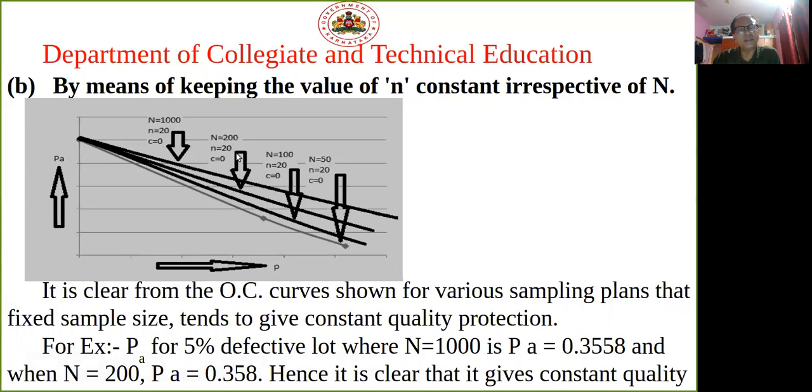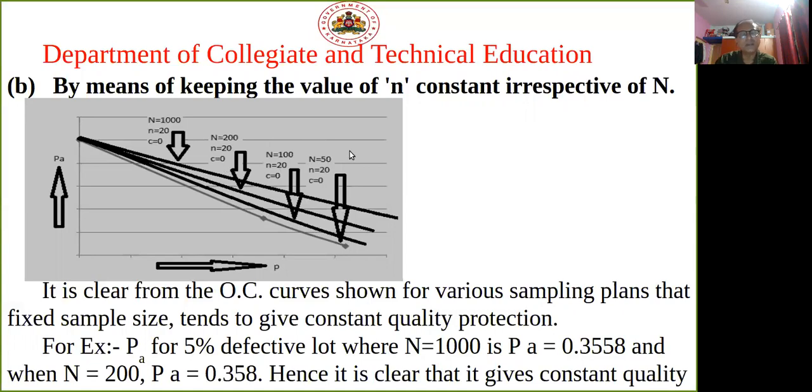When you take the second curve, n is equal to 200, where capital N, the size of the lot, is 200, the size of the sample is 20, and the acceptance number C is 0. When you take the third curve, the lot size is 100, the sample size is 20, and the acceptance number is 0. And the fourth curve, where the lot size is 50, small n, the sample size, is 20, and C is equal to 0.